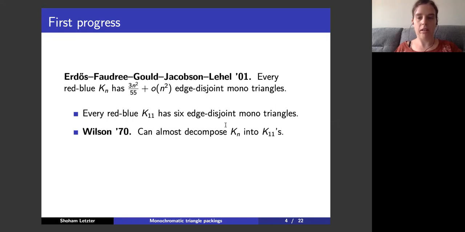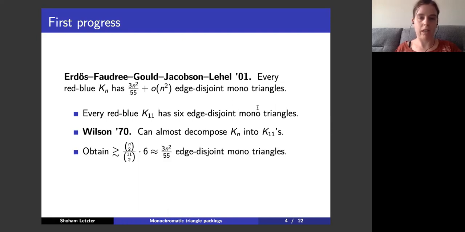Then they used this well-known result of Wilson that Kn can be decomposed or almost decomposed into copies of K11, meaning that there is a collection of edge-disjoint K11s that covers almost all of the edges of Kn. Now you can put these two things together. You start off with some red-blue Kn. You partition its edges into copies of K11, so we have roughly n choose 2 over 11 choose 2 copies. Each of them gives you 6 triangles, and in total you get this 3n squared over 55. This is the first progress on this problem.